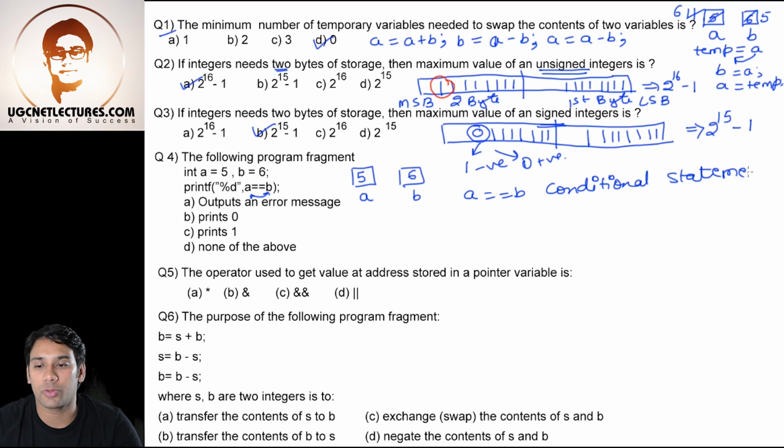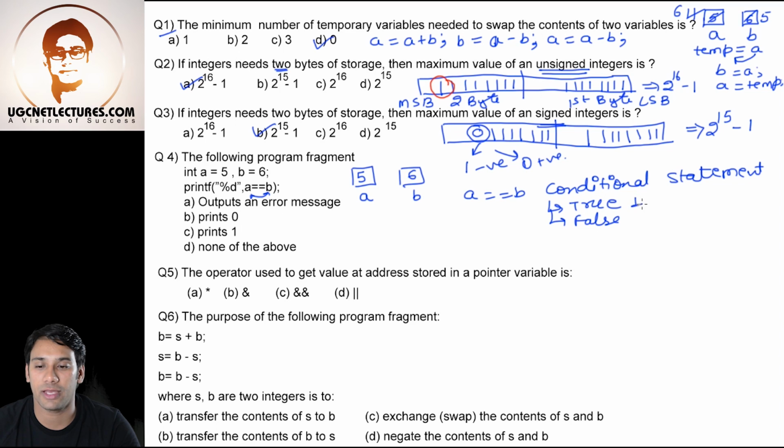So what is the output of this conditional statement? The outputs are true or false. True means when the value of A and B are the same, then this conditional statement is going to give me a true output. And if the value of A and B are not the same, then this conditional statement is going to give me the output as false.